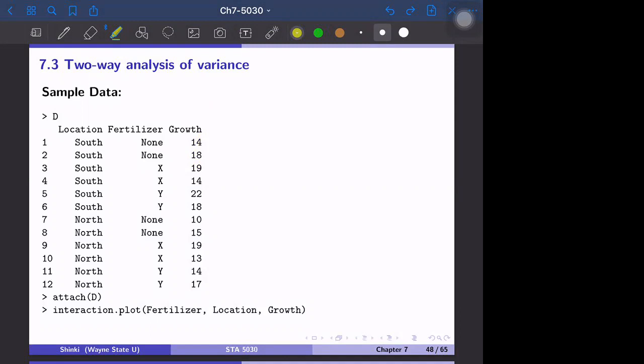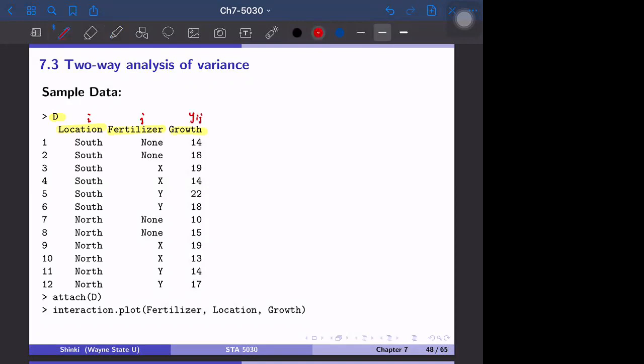Hi, everyone. So an example for two-way ANOVA, two-way layout with interactions. Okay, so this is the sample data. This is the data for plants. And the location is the first factor, maybe I would say I. And the fertilizer is the second factor, J. And the growth is the response variable.